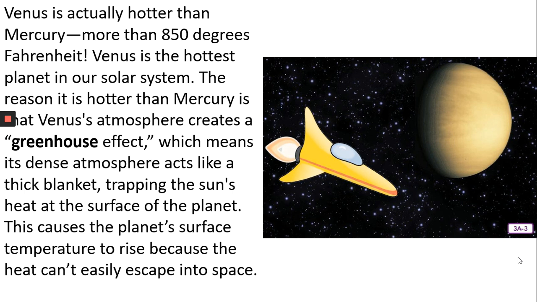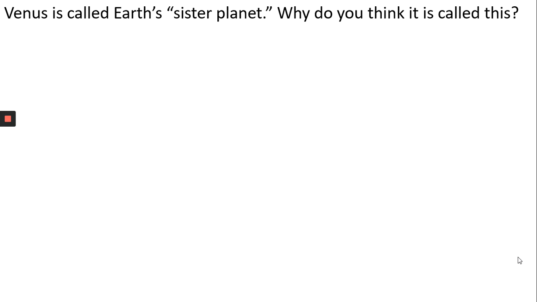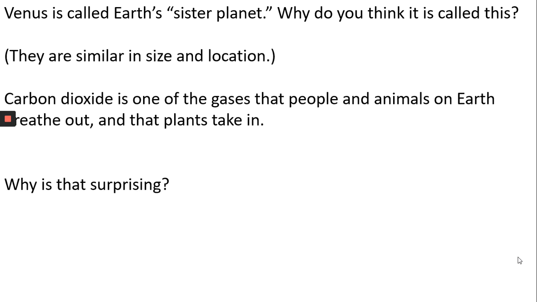which means its dense atmosphere acts like a thick blanket, trapping the sun's heat at the surface of the planet. This causes the planet's surface temperature to rise because the heat can't easily escape into space. Venus is called Earth's sister planet. Why do you think it was called this? They are similar in size and location.